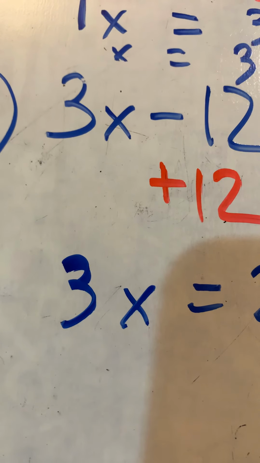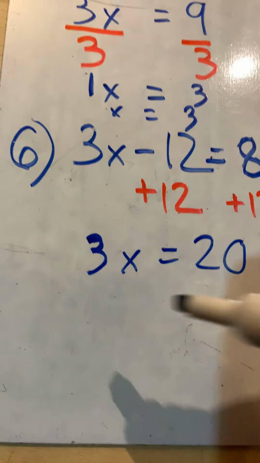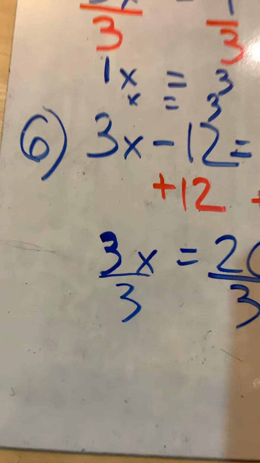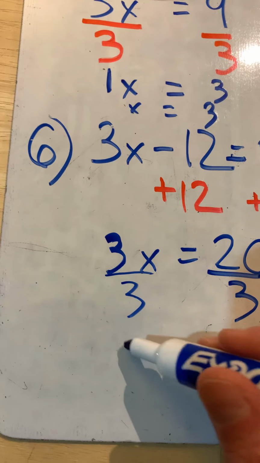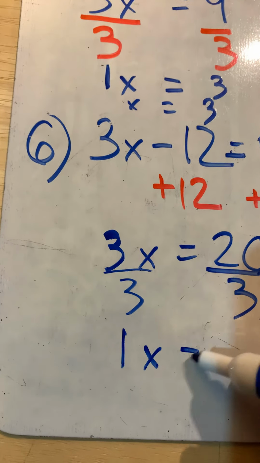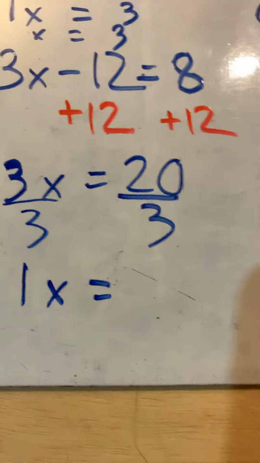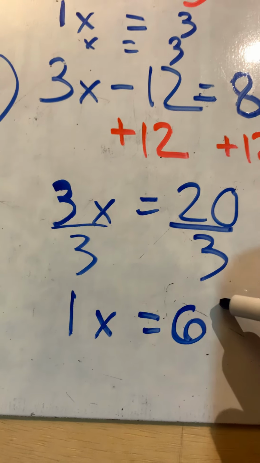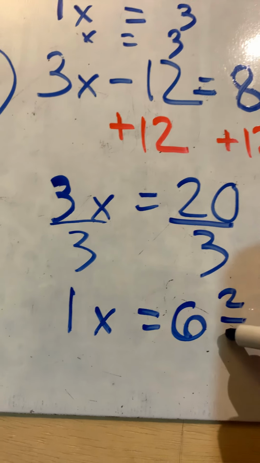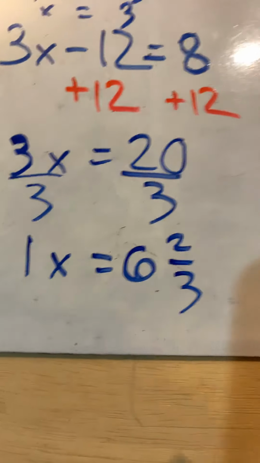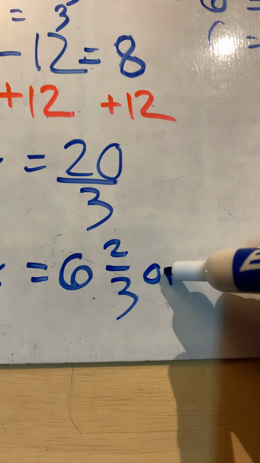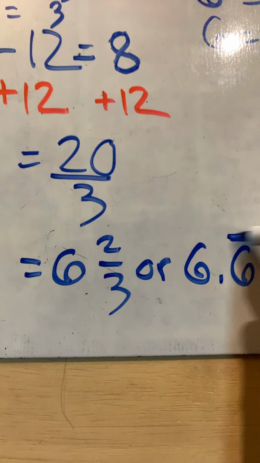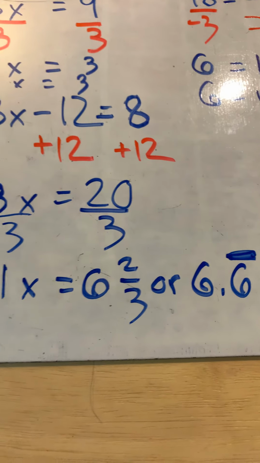This means 3 multiplied by a number. The opposite of multiply by 3 is to divide by 3. And if I do that there, I have to do that there. 3 divided by 3 is 1x equals. Now this doesn't work out to a whole number, and that's okay. 3 divides into 20 6 times, remainder 2 over 3. So it's 6 2/3, or if you're really clipping along, you might remember that that means 6.6 repeating. Either way is good.